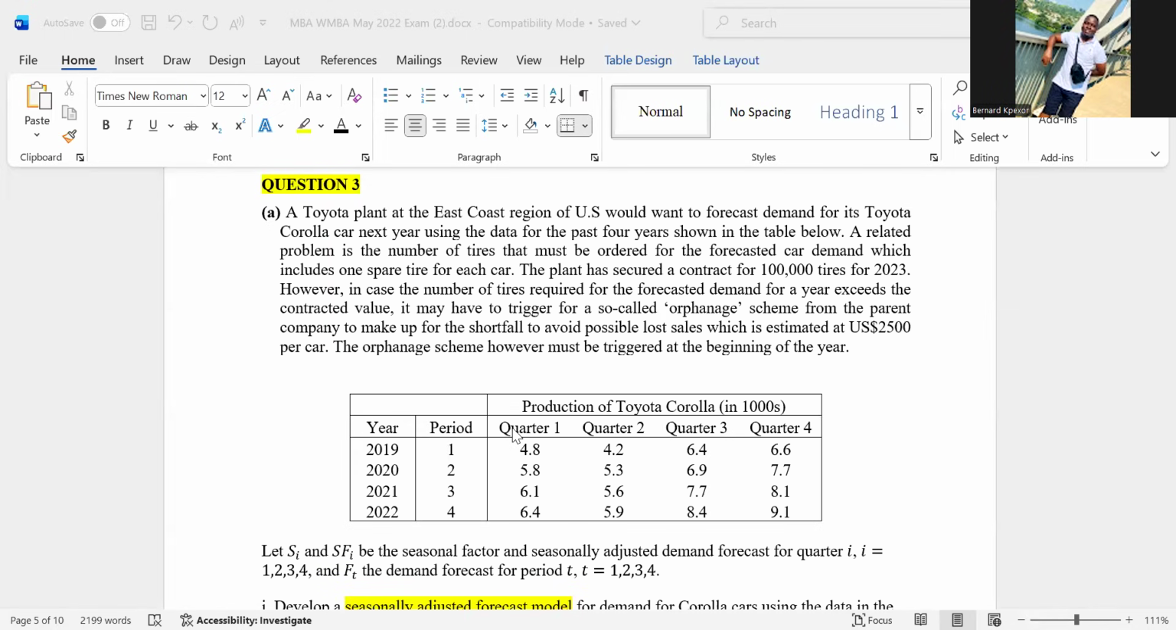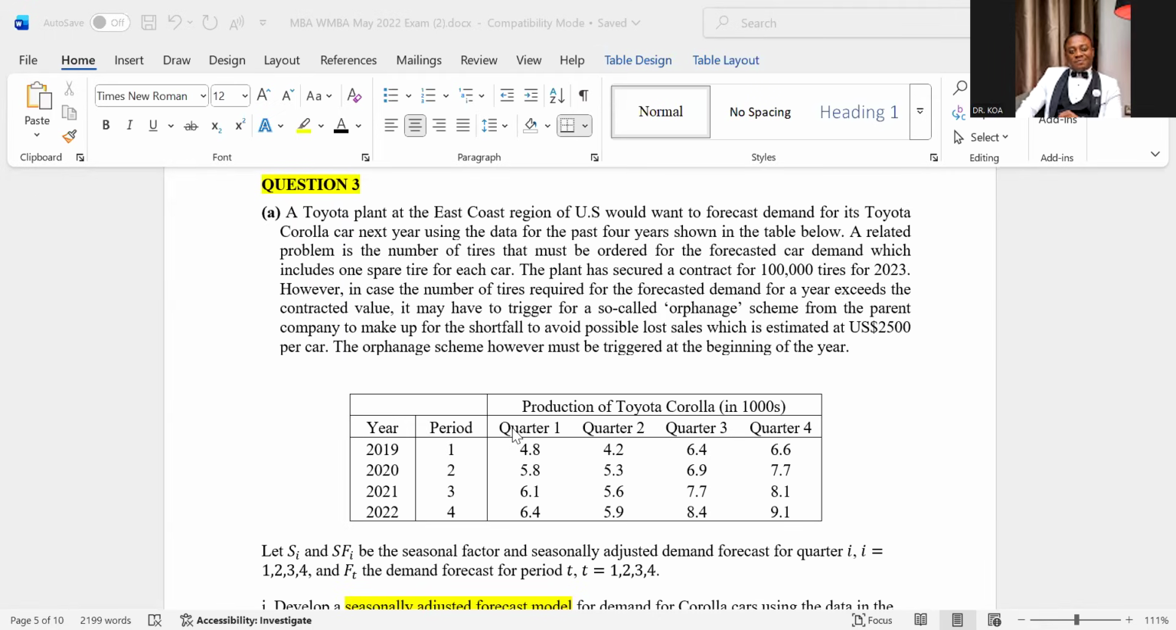Okay, sir. So for 2019, we have 22. Keep going. Don't stop. For 2020, 25.7. 2021, we have 27.5. 2022, we have 29.8. Perfect. That's for the yearly demands.